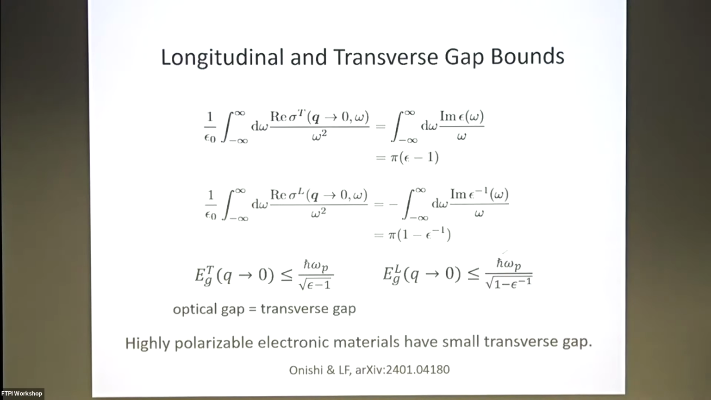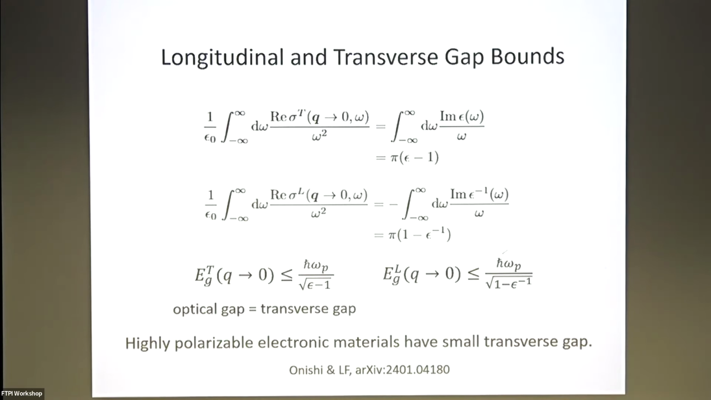All right, so now the same analysis will tell us that we have two kinds of energy gaps in the q equal to 0 limit. For the longitudinal gap, it is the plasma frequency divided by the square root of 1 minus epsilon inverse, and in the transverse case, it is the plasma frequency divided by the square root of epsilon minus 1. They differ exactly by epsilon, which is the dielectric screening.